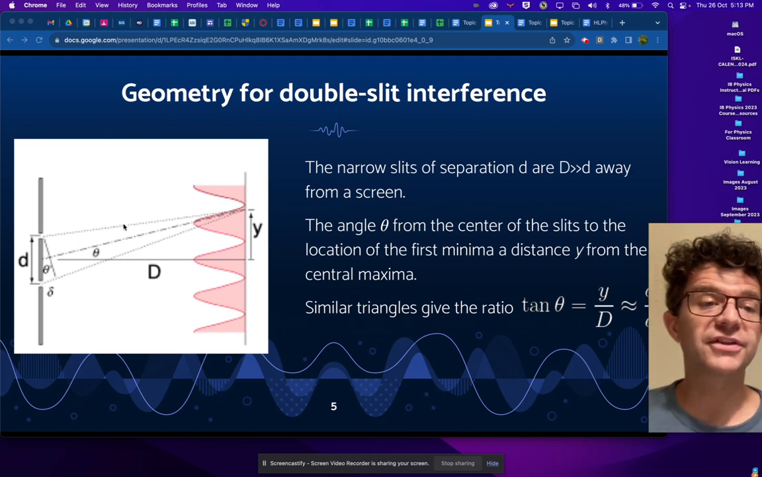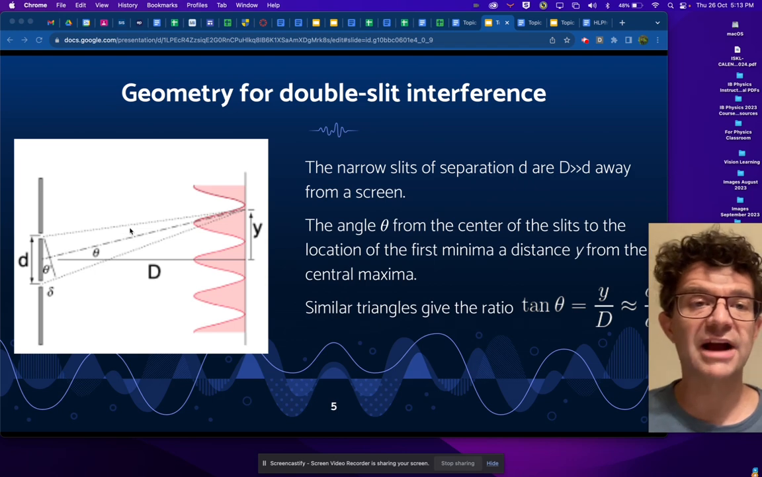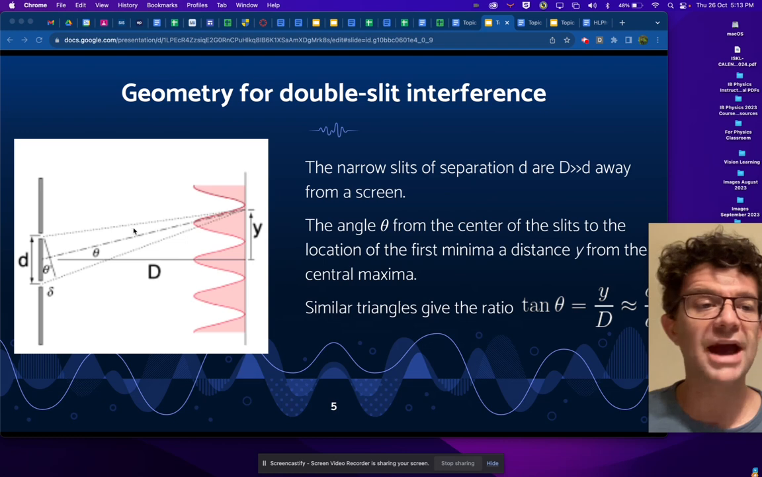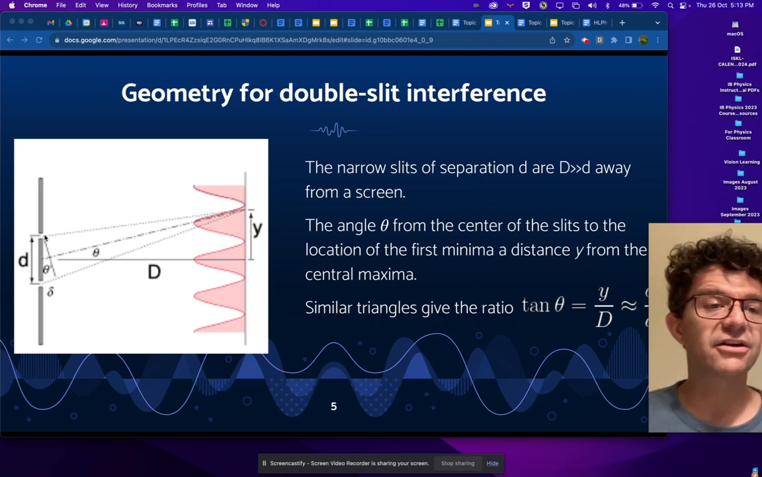The geometry for this looks very similar to the geometry for the single slit diffraction, so I will go through this one a little bit quicker. You really should go through 9.2 if you haven't yet. The key thing here is that we have a pair of similar triangles from the middle of the upper slit and the middle of the lower slit. These are separated by a distance lowercase d, a distance capital D away from a screen, and we have a distance y along the screen that shows us whether we are going to be at a location of a minima or a maxima.